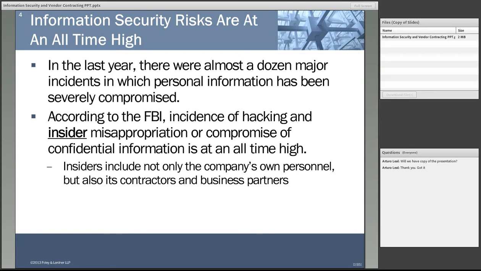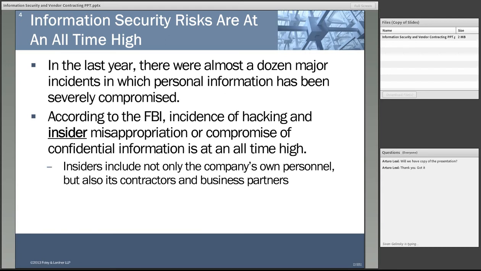So with those introductory comments, let's dive into the content, and as the slide on the screen shows, we're continuing to see a fairly growing number of instances, sometimes very substantial instances, in which personal information has been severely compromised. The point that I'd like to stress and that we'll return to frequently is the point made by the FBI, insider threat that poses very substantial risk to businesses.